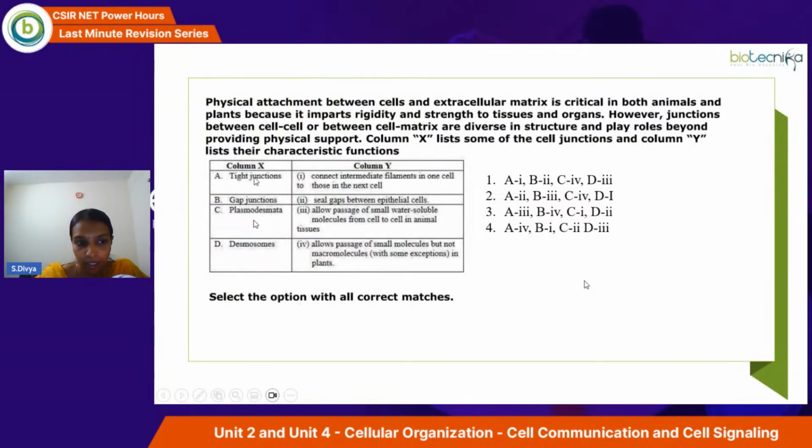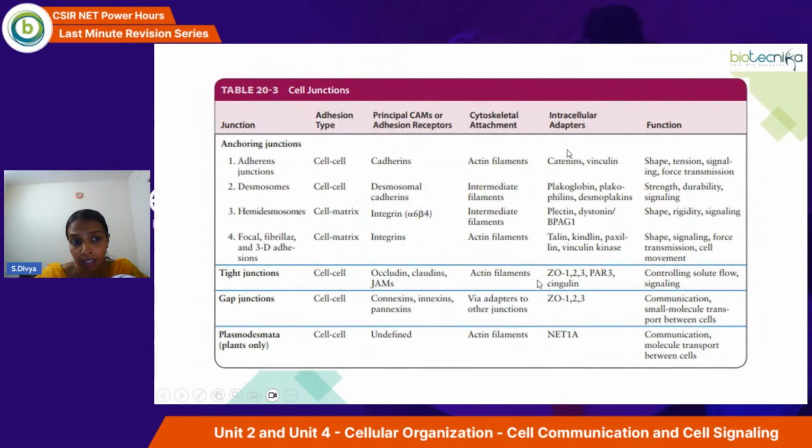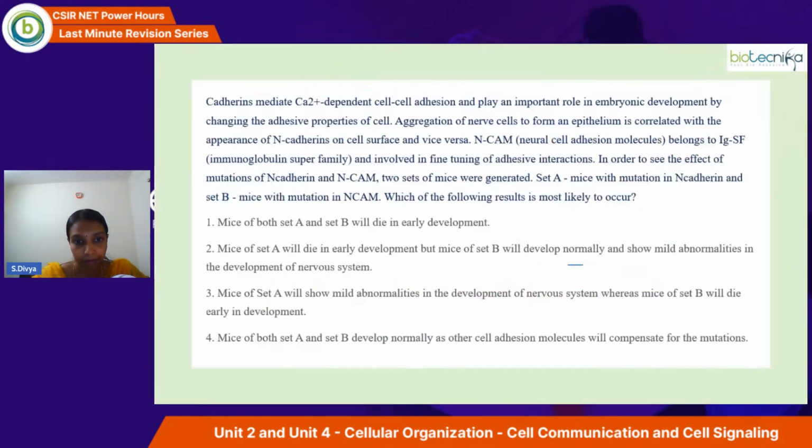See, tight junctions, gap junctions. This question came last time. Very easy questions. You can easily get the answers out of this. Okay, no problem with that. Please look into this table taken from Alberts and this table taken from Lodish. If you read these and get questions on any of those junctions and proteins, you'll easily fetch 4 marks out of this.